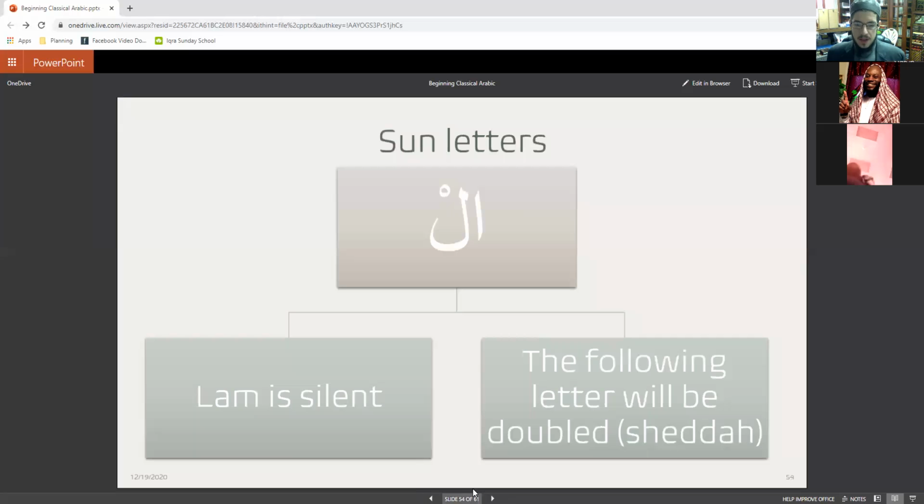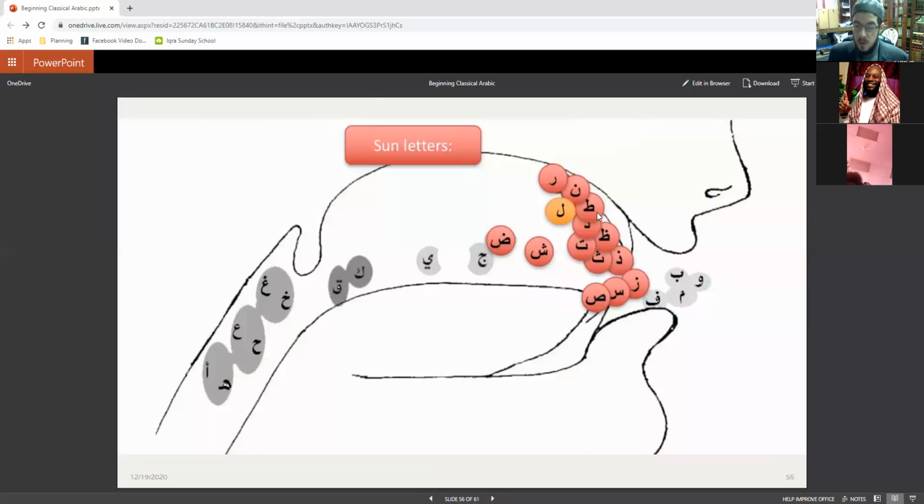So did we cover it? Okay, so basically all of your letters that are colored in red here, they are called the sun letters.